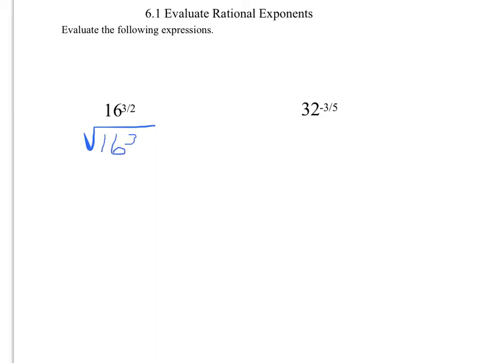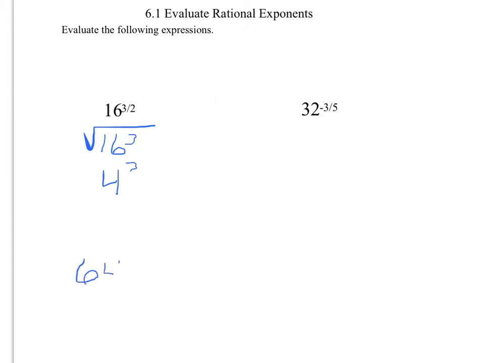Now it doesn't really matter which part goes first, so we're going to start out with taking the square root of 16, because that's simple to do, which would be 4. So the square root of 16 is 4, and then we have 4 to the 3rd. That third power is still there. So 4 to the 3rd, then, if you plug that into your calculator, would be 64.